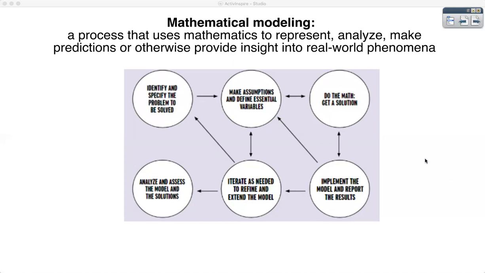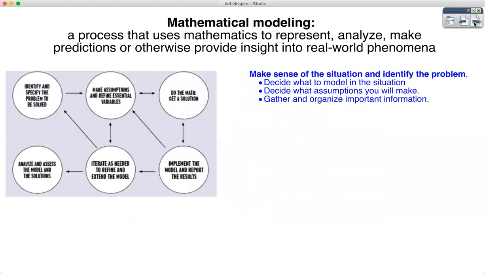So I'm going to summarize what this diagram is saying. And you'll notice again, the first thing that's happening here is essentially you are making sense of the situation and identifying the problem. We're going to be looking at a situation in a moment and working through these three items right here. Deciding what to model in the situation, deciding what assumptions you will make, and then gathering and organizing important information.